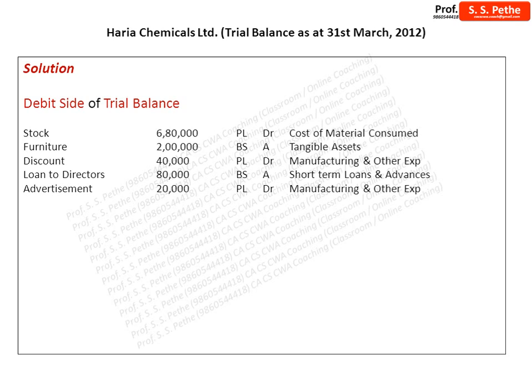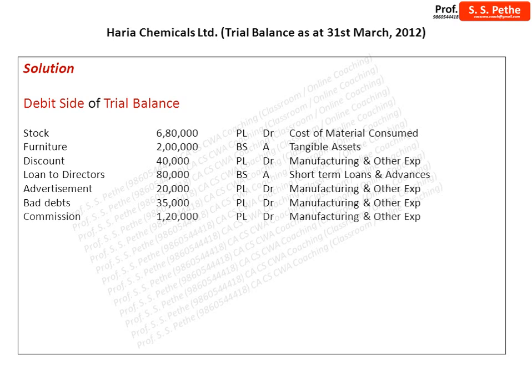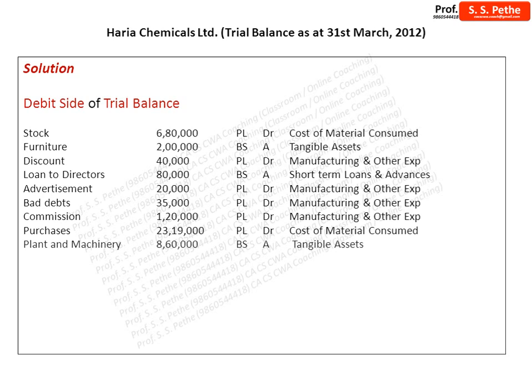Advertisement 20,000 debit balance, P&L debit, manufacturing and other expenses. Bad debts, you know, it is a loss, 35,000, P&L debit side, manufacturing and other expenses. Commission 1,20,000, having a debit balance, P&L debit side, manufacturing and other expenses. Purchases will go to the P&L debit side. Remember, cost of material consumed is the head under which the purchases will go.